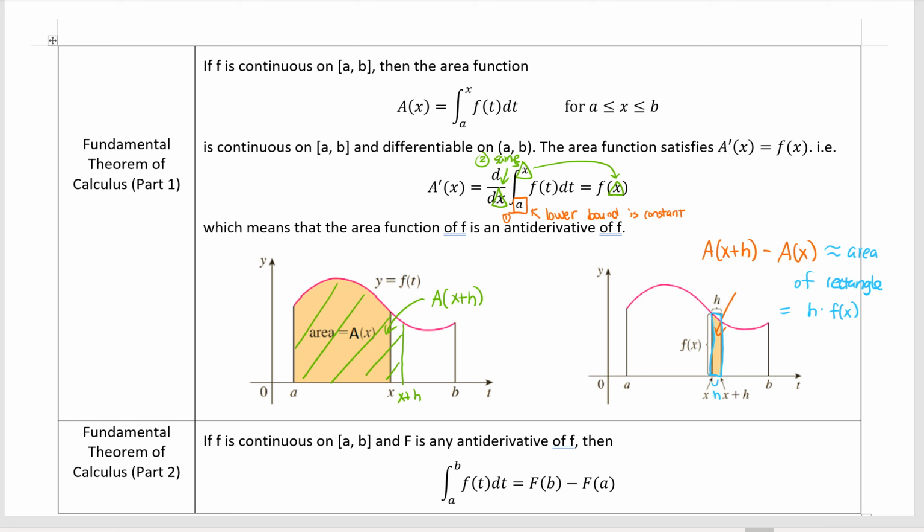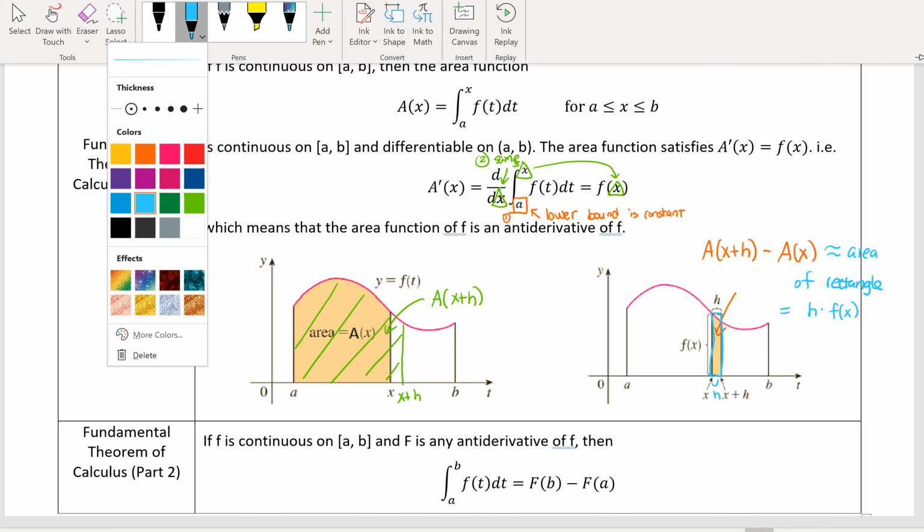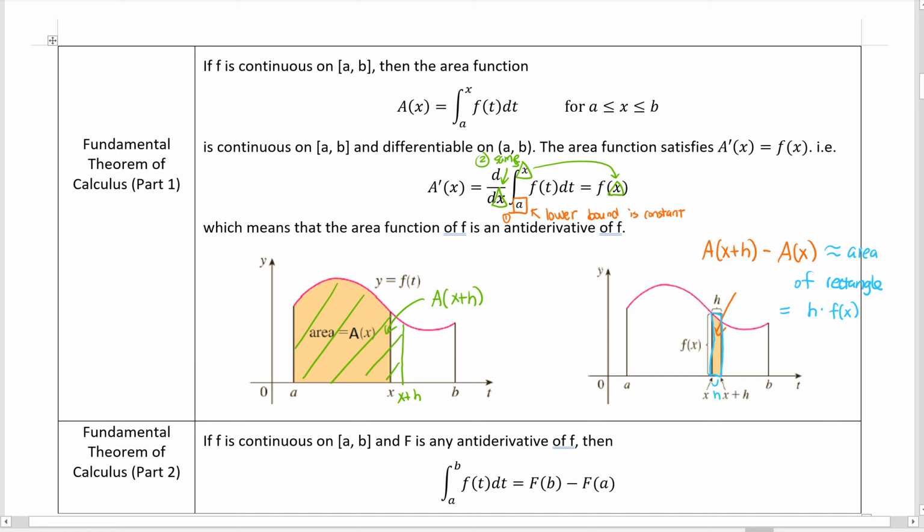Okay, so what does that mean? Well, it tells us that A of x plus h minus A of x is approximately h times f of x. And you can see when h is getting smaller, the area can be approximated by the area of that rectangle. So let's divide it by h on both sides.